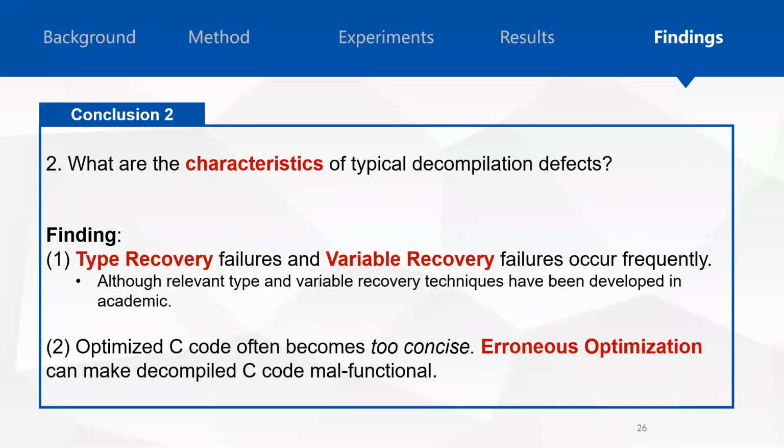The second question, what are the characteristics of typical decompilation defects? We found a type and variable recovery failure occur frequently, although relevant techniques have been developed in academia for many years. And sometimes erroneous optimization can make decompiled code malfunctional.